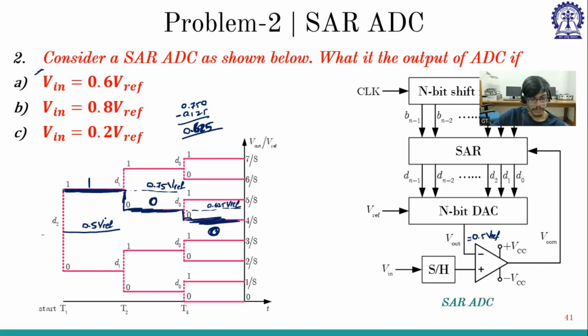So I am comparing this V in first with 0.5 V reference. As it is more, I have fixed my most significant bit. Now it is more than 0.5, so I'll compare it with 0.75. You are saying on the y-axis you have taken V out by V reference, but here you are taking V out equal to 0.5 V reference, which means V out by V reference is 0.5. Okay, so the circuit logic is such that it will compare with 0.5 reference. If it is more, then it will go to the add logic. I am unable to understand the picture you have depicted.